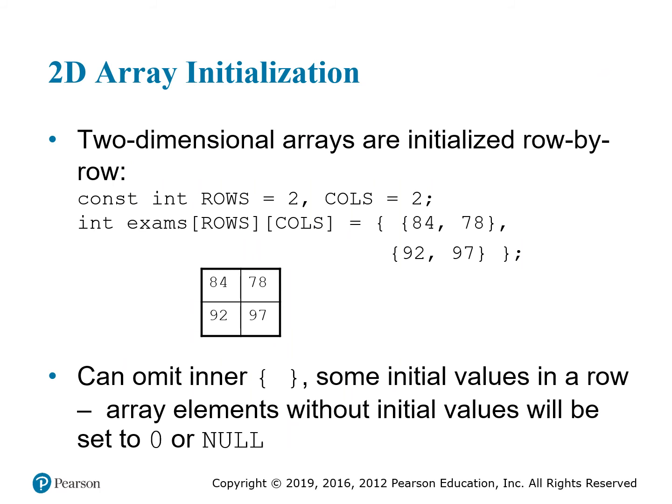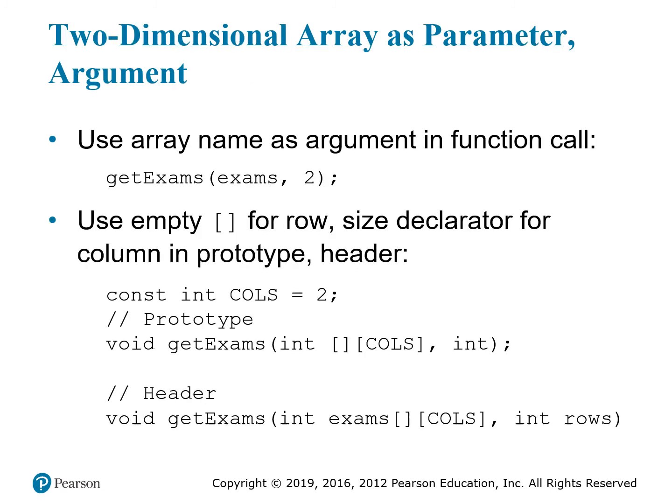Two-dimensional arrays are initialized row by row. So if you have rows and columns, you're going to specify the 2 columns of row 1, then you're going to specify the 2 columns of row 2, each in its own set of curly brackets. You can still use an array name as an argument in a function call. This time, however, while you can leave the number of rows empty, you have to tell it how many columns.